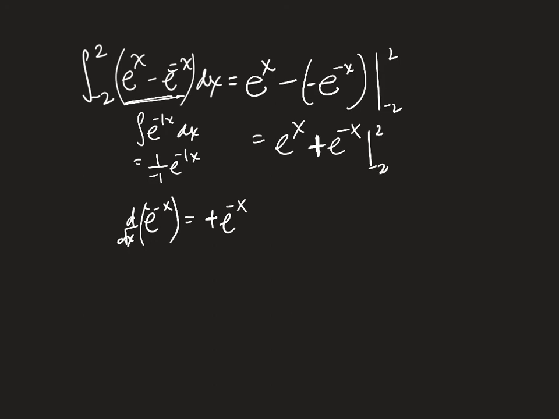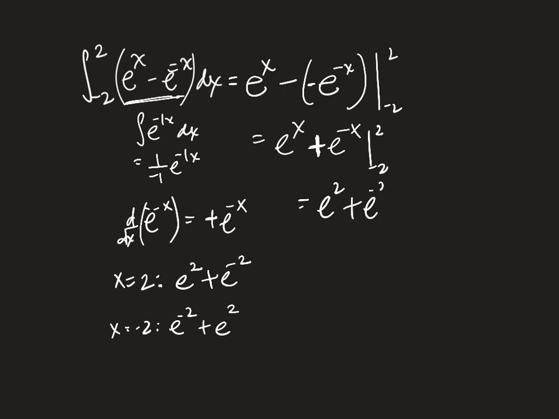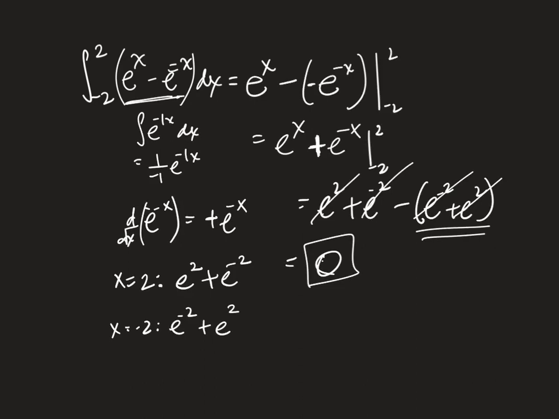So this is still from negative 2 to 2. I'm going to do my same work here. When x equals 2, we get e to the second plus e to the negative second. And then when x is negative 2, we get e to the negative second plus e to the positive, because the opposite of negative 2 is positive. So this is e squared plus e to the negative second minus the whole quantity. We have to be careful to subtract off the entire quantity, not just the first term, because then you won't get the right answer. So e squared minus e squared, e to the negative second minus e to the negative second, and in fact, that is 0.